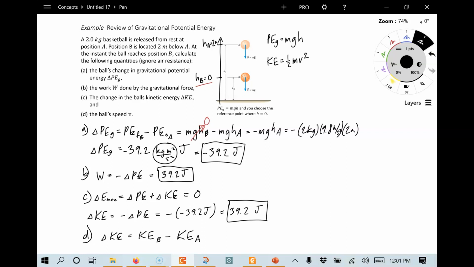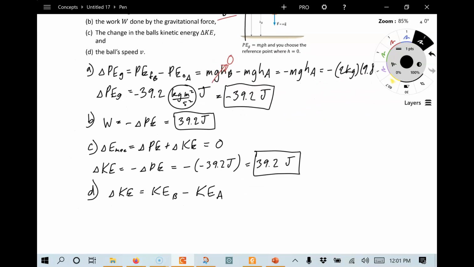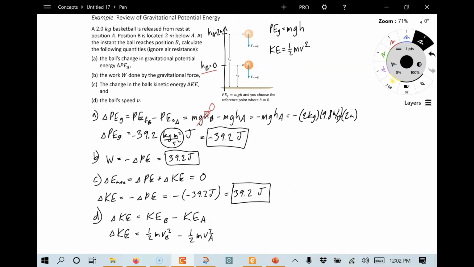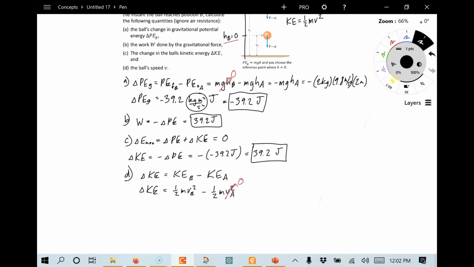Let's go ahead and put in our equations for KE. So delta KE, well, we know what that number is. And this is going to be 1/2 m, the speed at point B squared, minus 1/2 m, the speed at point A squared. Now if we go back, remember, it starts from rest, so the speed at point A equals 0. And so we can go ahead and plug that in here. That's a 0, and we've got this simple equation now.